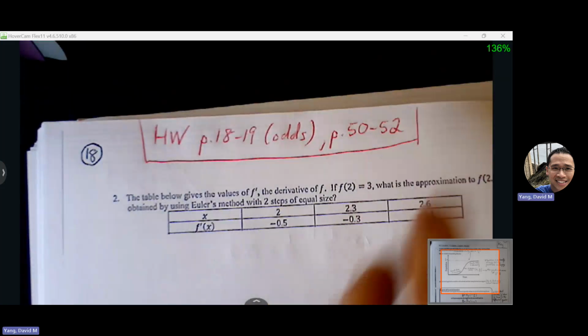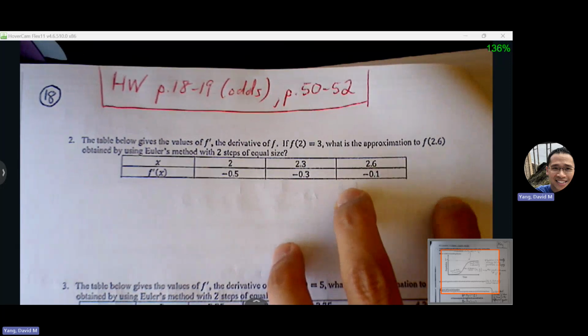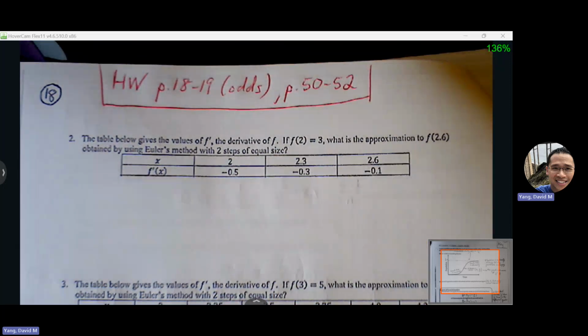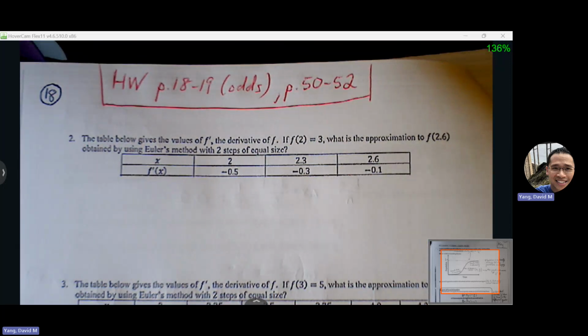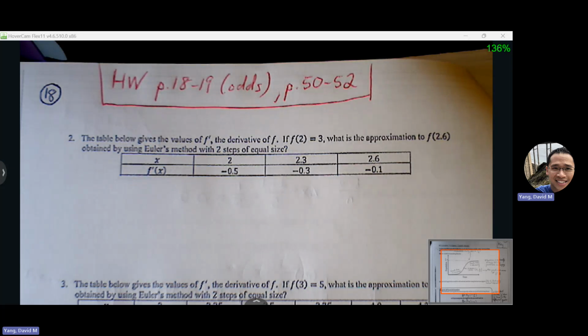Okay, your homework is to do the Euler's method problems that we worked on Friday. But they all repeat. They're all basically the same process there. So let's just do the odds on pages 18 to 19, and then pages 50 to 52 are your AP practice problems. That's going to span Euler's method and L'Hopital's rule.